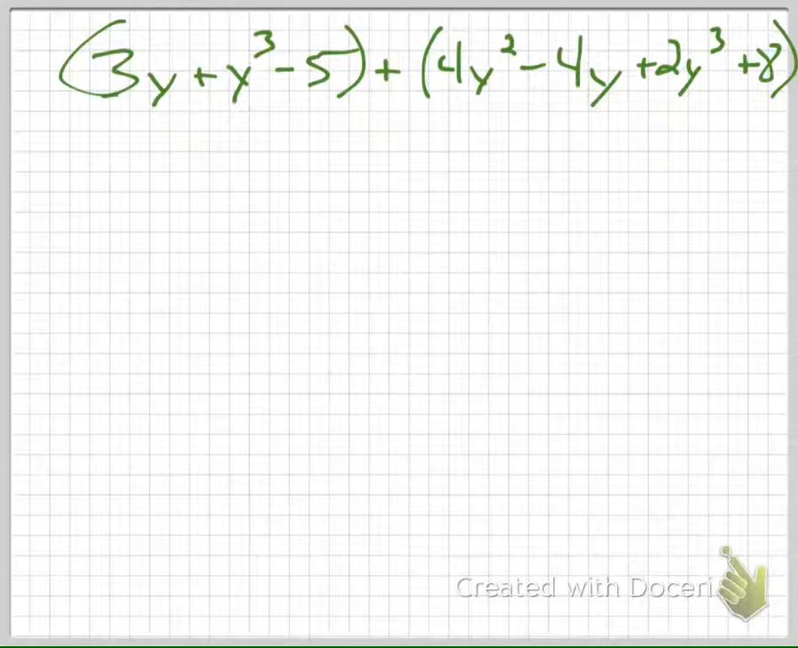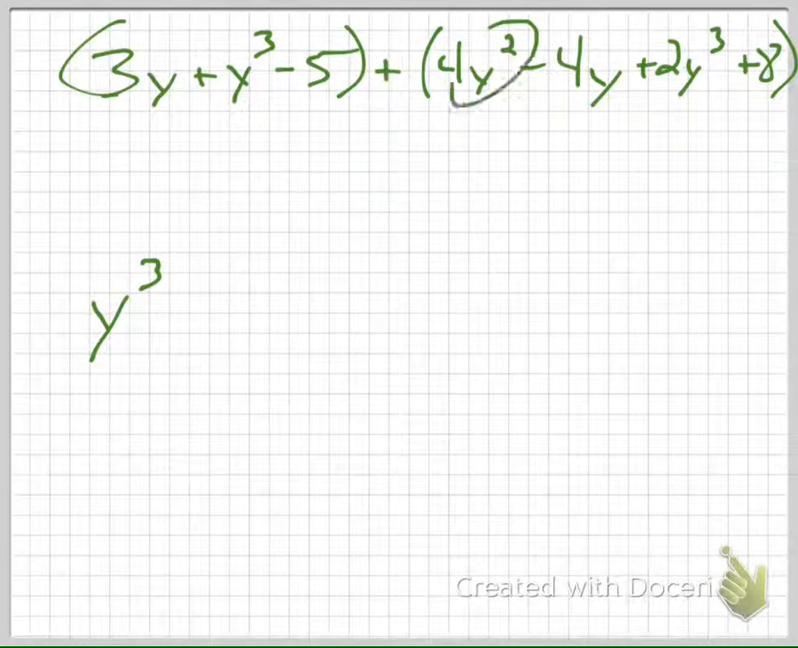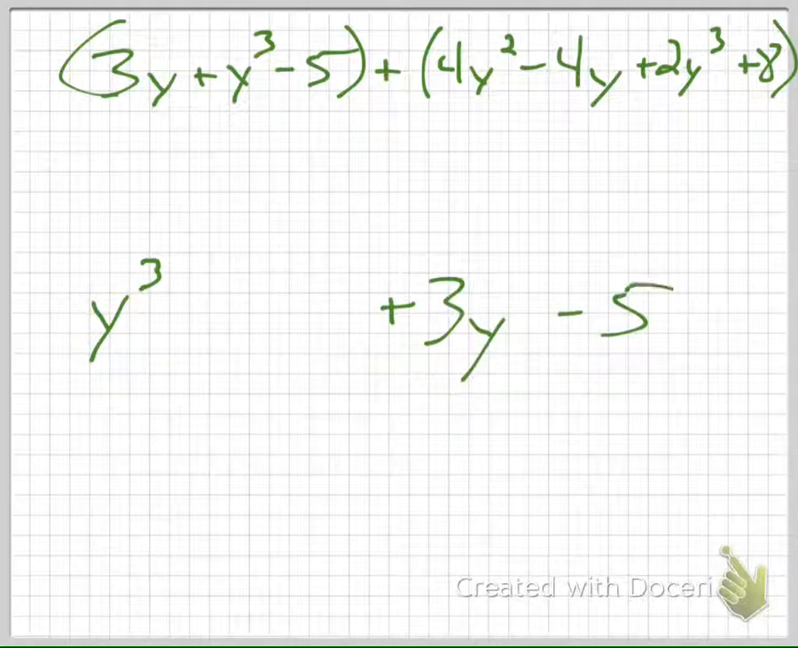Take the first equation, set it up, lay it down there. How should you do it? In standard form, right? So I'm going to go y to the third. Now look here, I have a y squared here. That means I got to make room for that, right? I have to leave room for that. Y squared, and then plus 3y minus 5. You see what I'm talking about here?